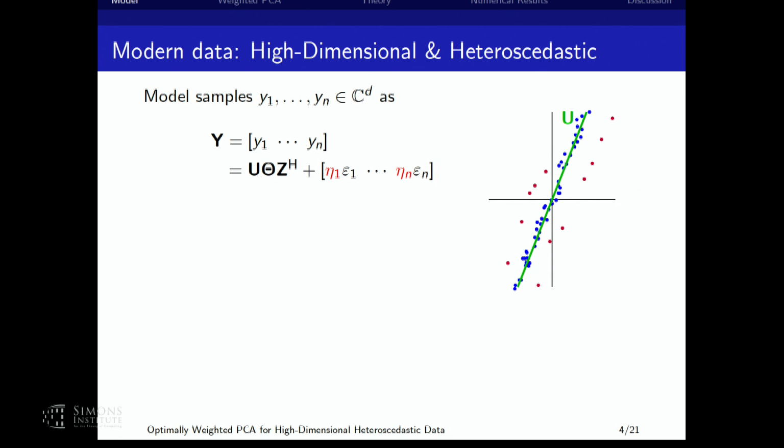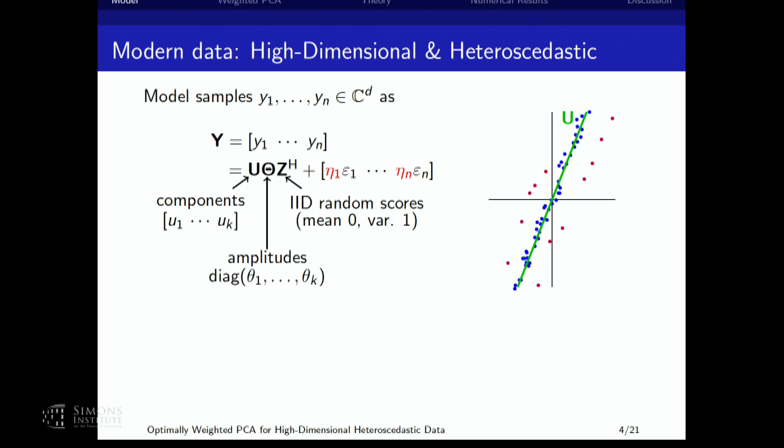Okay, so let me tell you about the model that underlies all of our results. We have n samples in d dimensions, and each one of those samples is generated as a draw from some subspace weighted by amplitude. So this U is a k-dimensional subspace. This theta is a diagonal matrix with some amplitudes on the signal. And then we get some IID random draw from that subspace.